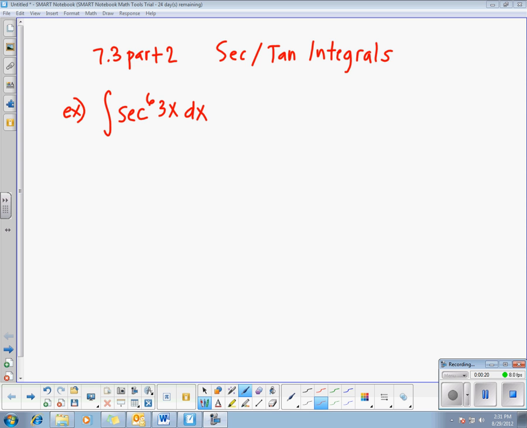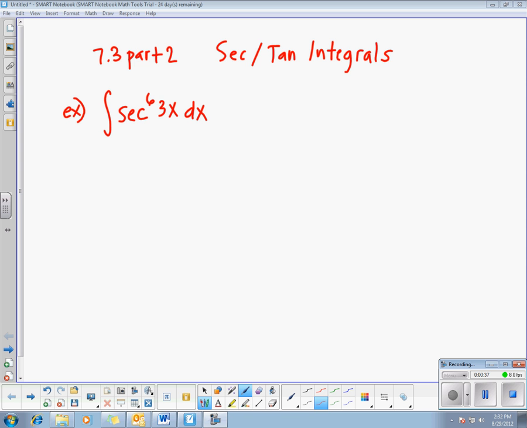I'm not going to write these out. You can read them in your book. We have 3 rules. They're on page 500 if you're interested, and you should be. The first one is if the power of secant is even and positive, save a secant squared factor and convert the remaining to tangents. So let's see how that works.